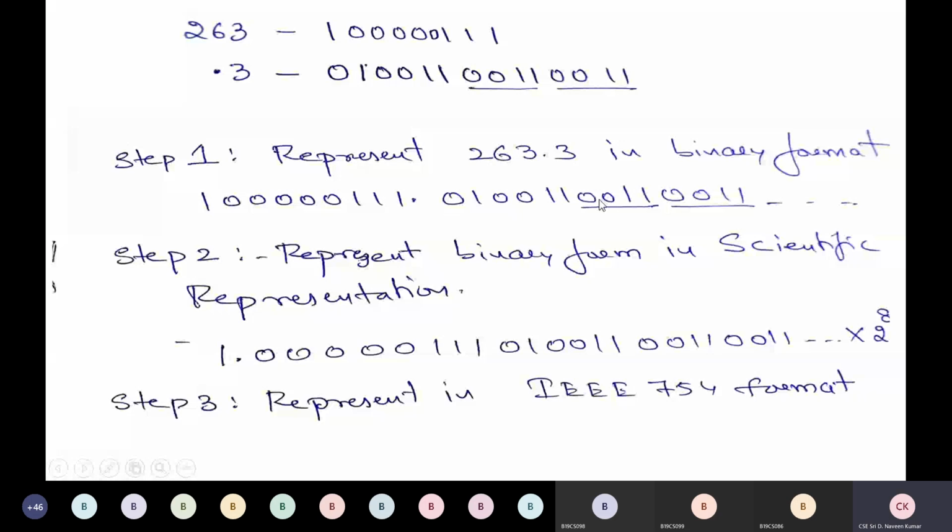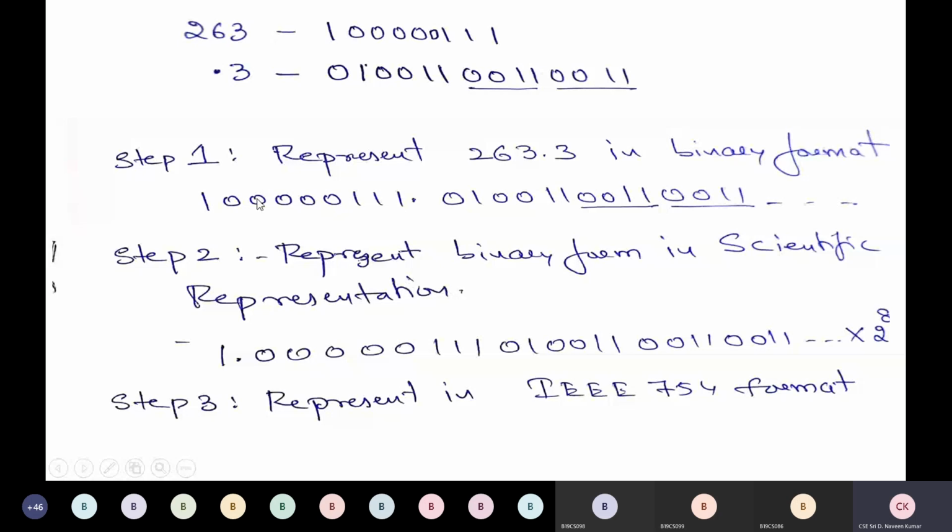Done with step 1. Next, step 2 is to represent the binary format in scientific representation. We need to convert this one into scientific representation. What is scientific representation? I already said it's the 1.m format. The 1.m format is a scientific representation.